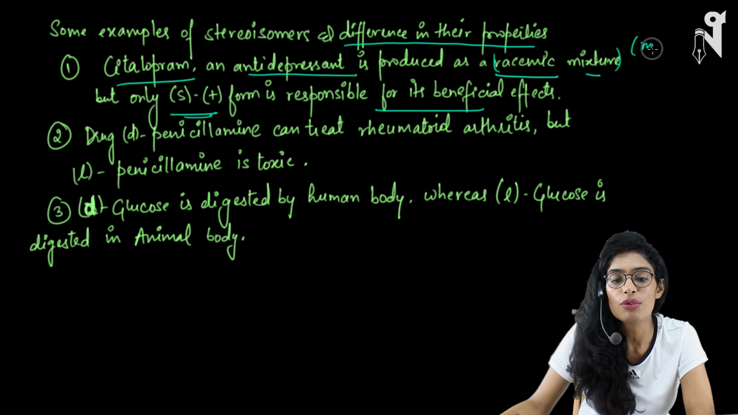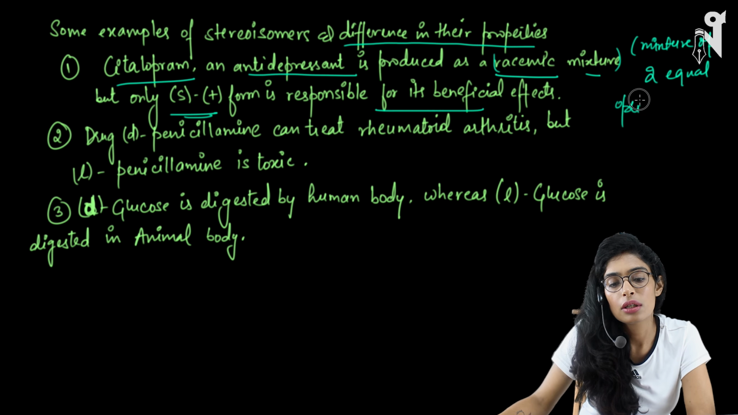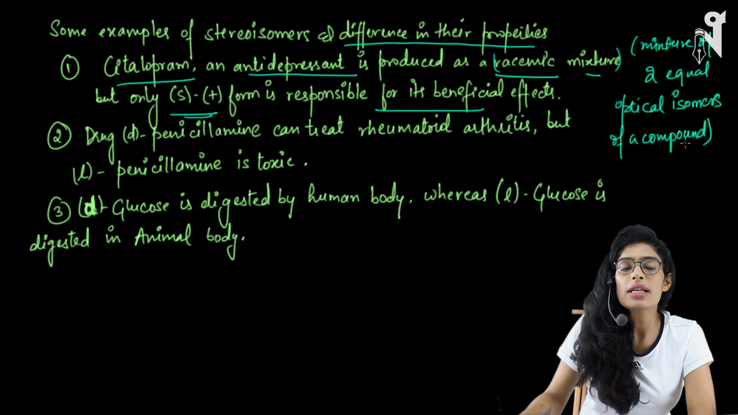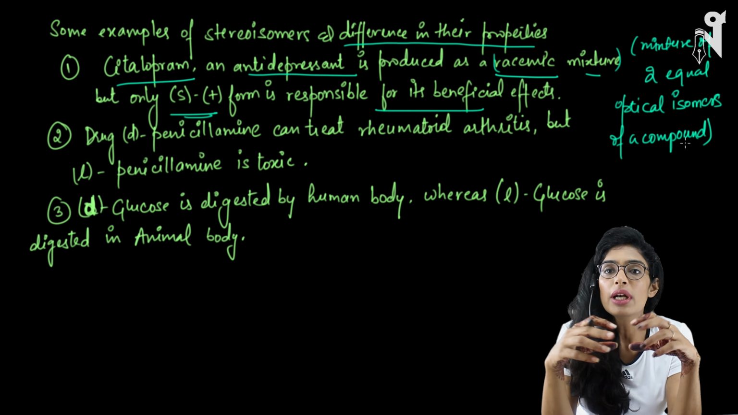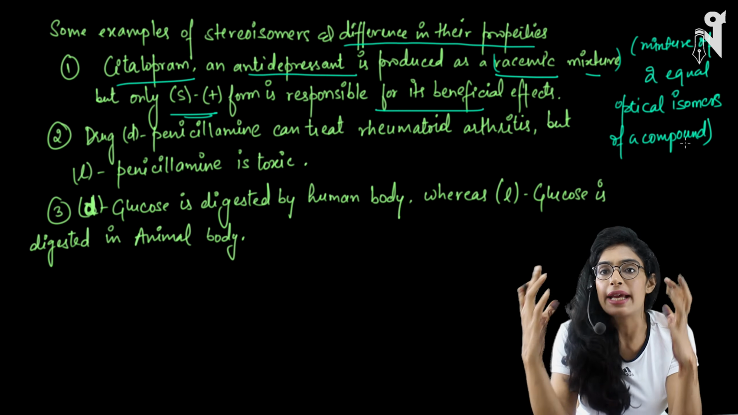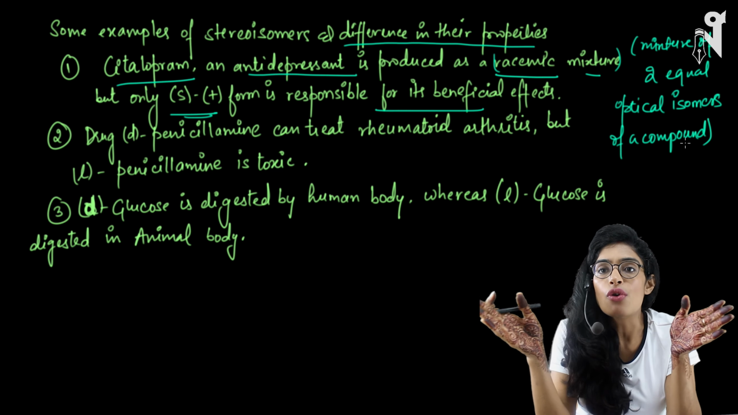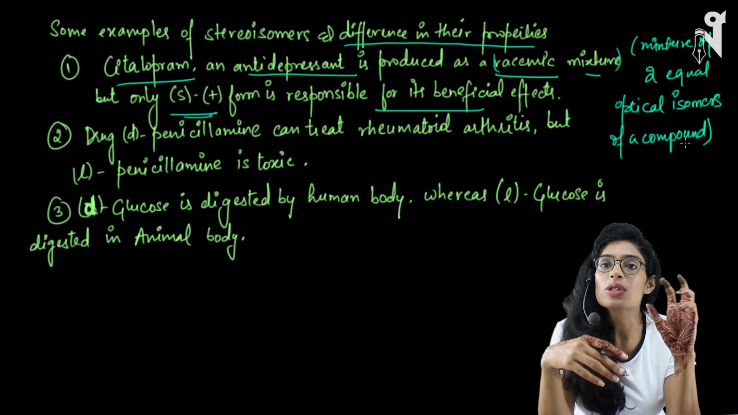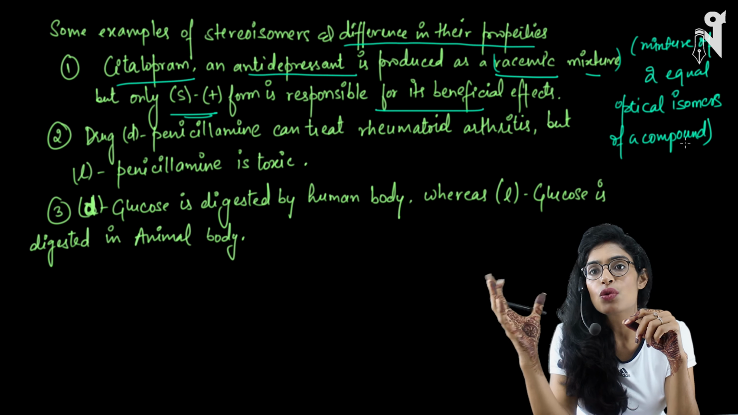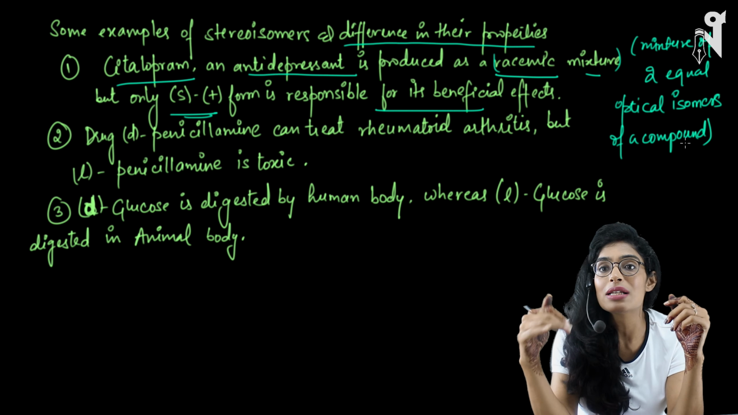Racemic mixture is a mixture of two equal optical isomers of a compound. So we will understand in detail what exactly are the optical isomers and what is racemic mixture. So racemic mixture is nothing else but, let's say I have a compound, let's say X, okay, and X can exist in two forms. One is plus form and one is minus form. One plus form is one isomer and another minus form is another isomer. So we will write it as plus X and minus X.